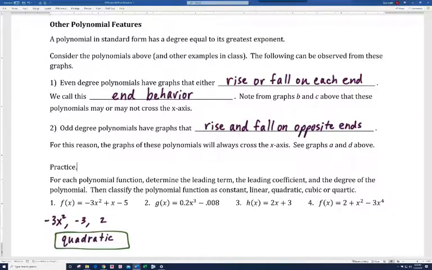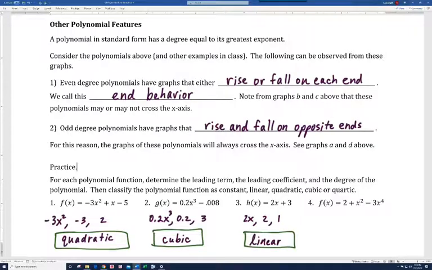On number 2, our leading term is going to be the 0.2x cubed, which makes our leading coefficient 0.2 or 2/10. And so this is a third degree polynomial, or this polynomial has a degree of 3, and we call that a cubic function or polynomial. On number 3, I hope you recognize this is linear. Our leading term is 2x, the leading coefficient is 2, and so this is a first degree polynomial. That's what makes it linear.